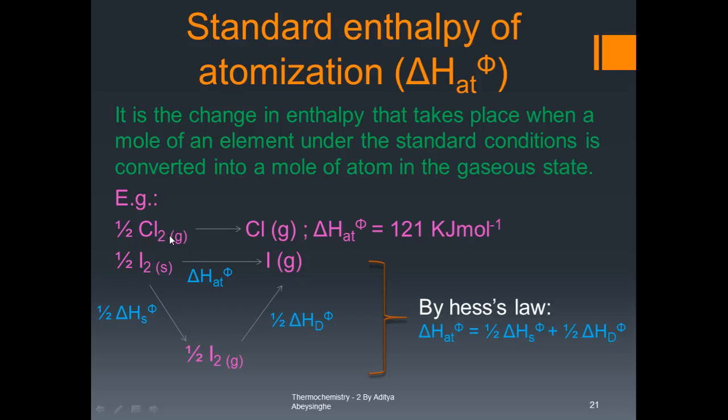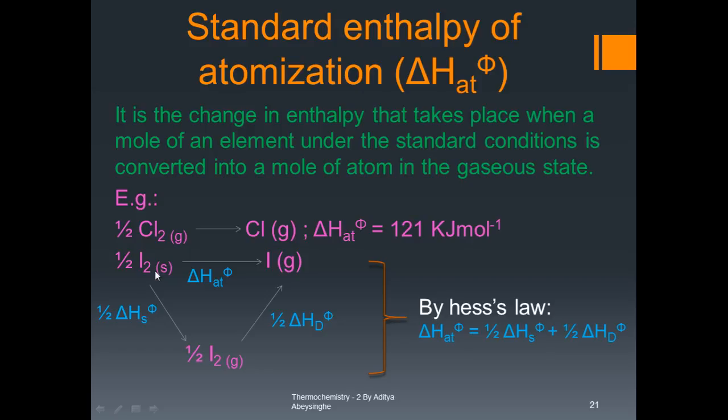Atomization involves steps in which we break up some molecule into its element form or the atom form, right? So we break up into one mole of an element. The standard enthalpy of atomization for a compound or reaction is defined as the change in enthalpy that takes place when a mole of an element under the standard conditions is converted into a mole of atoms in the gaseous state. For example, if you take half a mole of chlorine and convert it to one chlorine atom, the energy required has been found to be 121 kilojoules per mole.